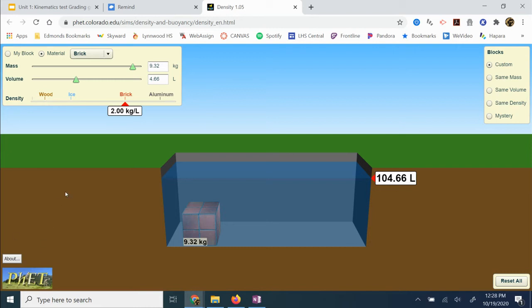So now I'm going to switch to aluminum. Okay, so its density is 2.7.